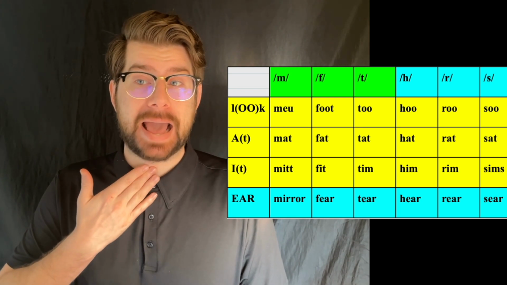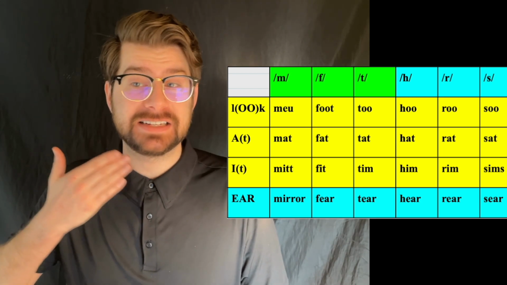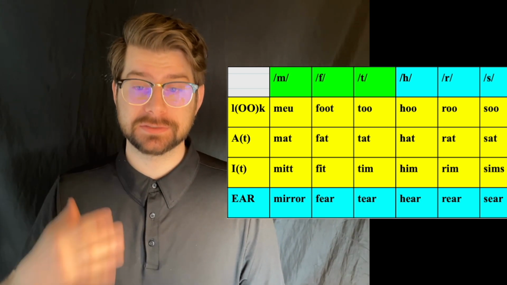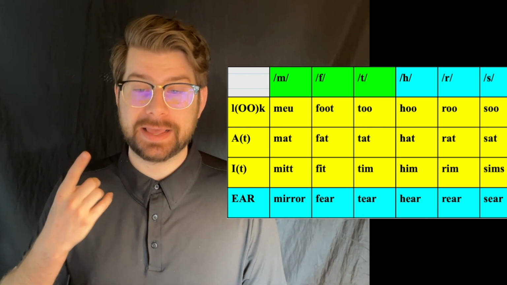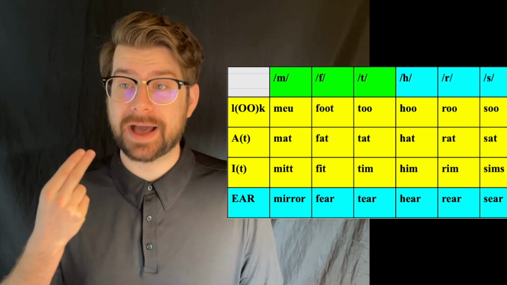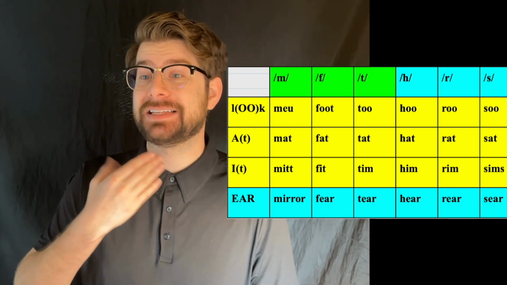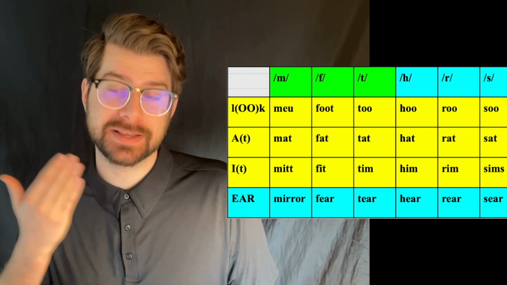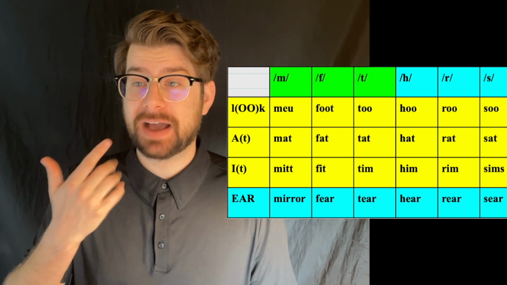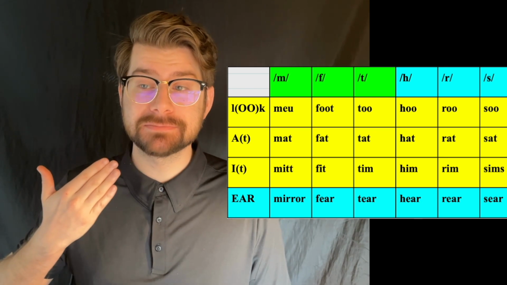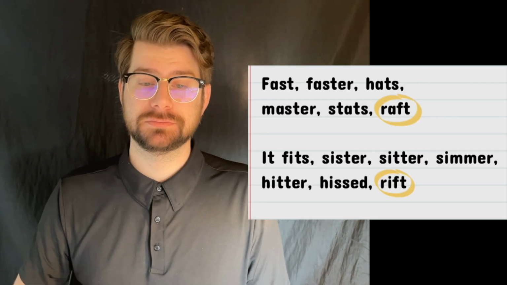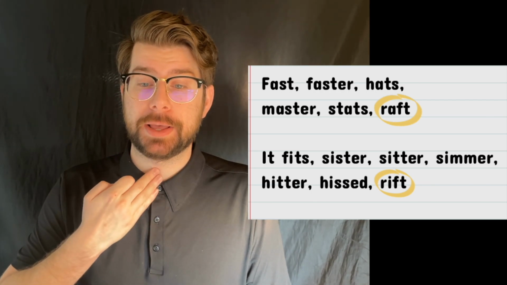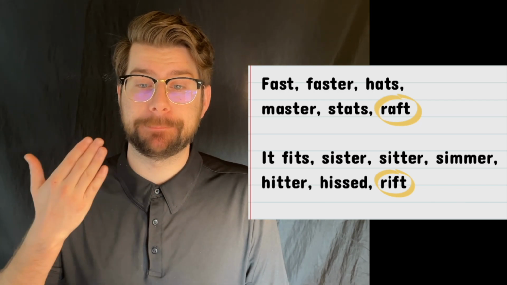Now we have mat, fat, tat, hat, rat, and sat. Those all have the ah sound that is in the word at, from our sentence, look at it. Then finally, we have mit, fit, Tim, him, rim, and sim.